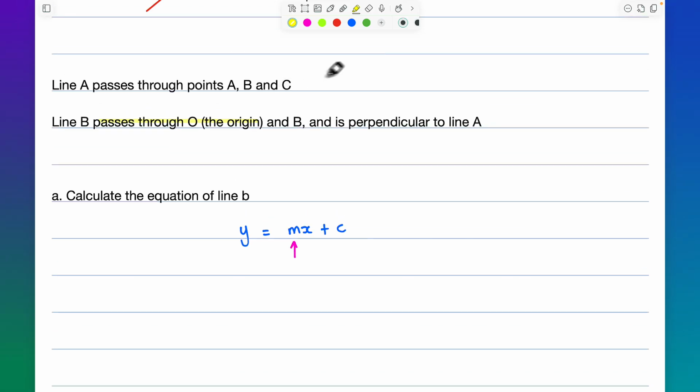But this piece of information, that it is perpendicular to line A, is actually very important, because when two lines are perpendicular, the rule is that the product of their gradients is supposed to equal -1. So if I take the gradient of line A and multiply it by the gradient of line B, I should get -1. That would help me find the gradient of line B, which would then help me find the equation of the line. Now, what is the gradient of line A?